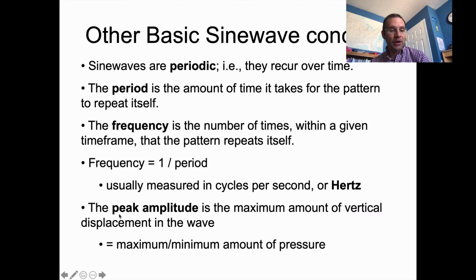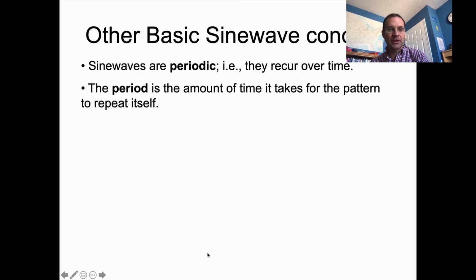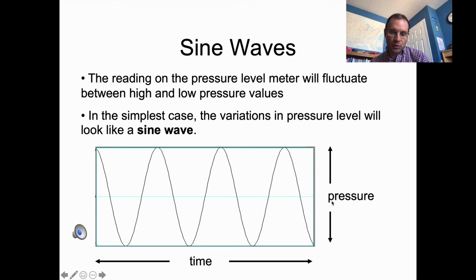And the other property I want to mention here is amplitude, or peak amplitude. So the peak amplitude is the maximum amount of vertical displacement in the wave, which is either the maximum or minimum amount of pressure. And I can go back to this. So I've labeled this y-axis here as pressure, but in a more general mathematical sense, you can think of this as amplitude. Basically, how much change are we getting in that y dimension? And the peak amplitude is just going from 0 to this peak here. How much change in pressure do you get there? How much change in amplitude do you get from the baseline to the top?